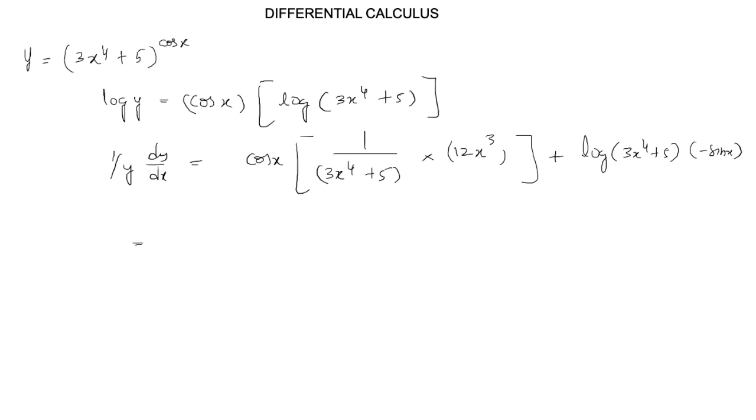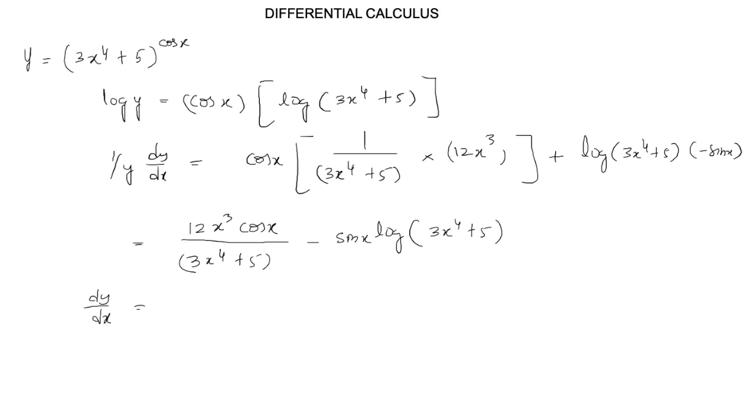Okay, and further this will be 12x cube cos x by 3x to the power 4 plus 5, right? And minus sin x log of 3x to the power 4 plus 5, right?